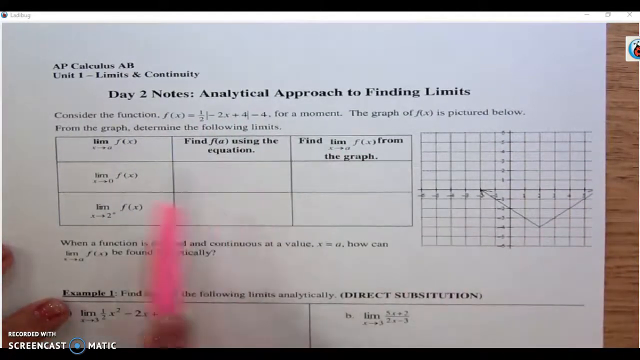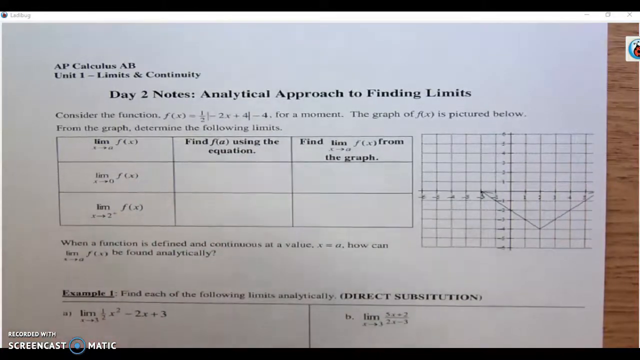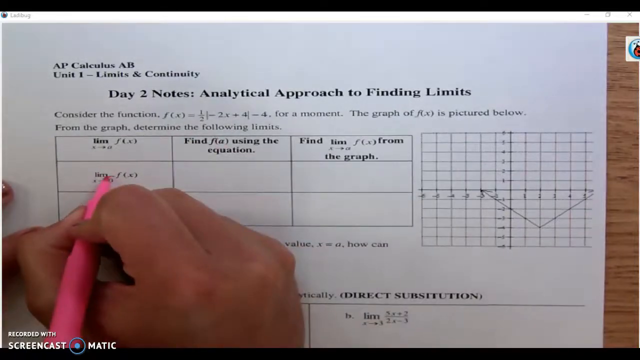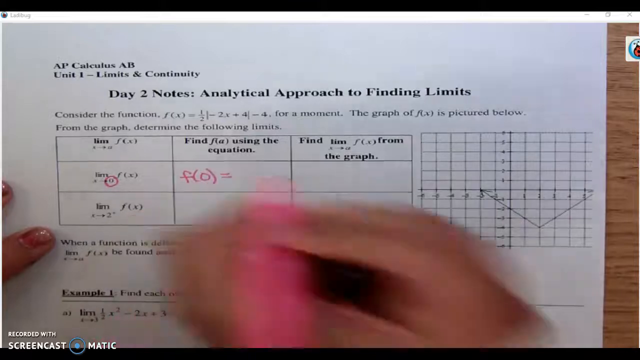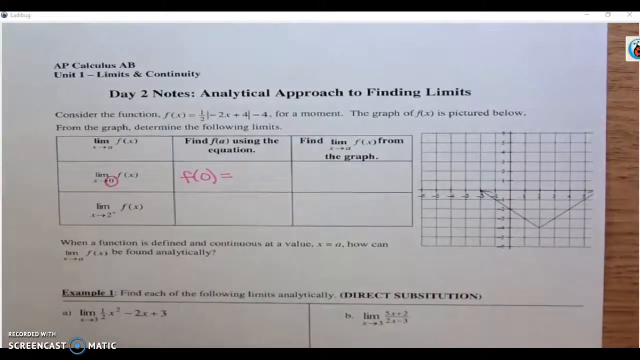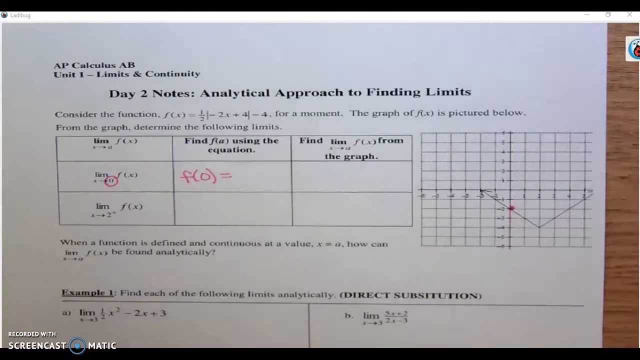So for this first column, they want us to find f of a. So remember when you were looking at the graphs, f of a is where it's defined. So a, we're going to use the 0 here. So for f of 0, if we go to our graph at the x value 0, we're looking at this y value of -2.